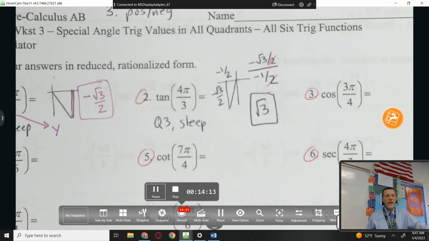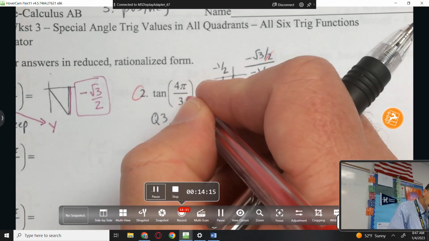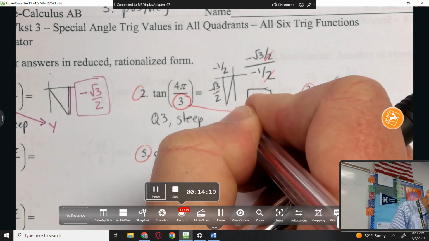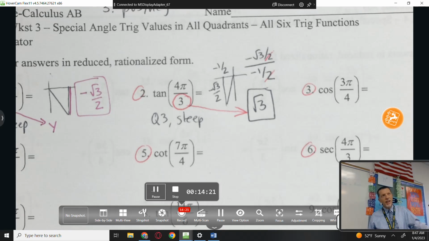And I may have said this before. You don't need to memorize this, but some of you will. Any tangent of anything over 3 is going to be root 3. Then you just have to figure out if it's positive or negative.